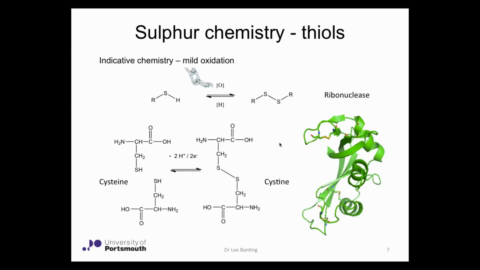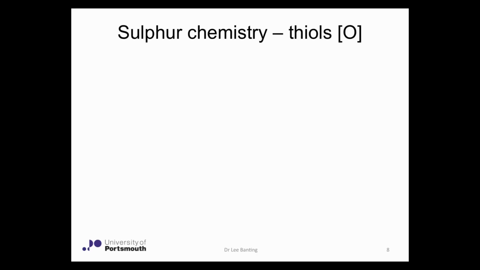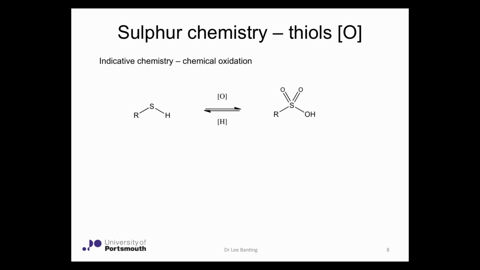And ribonuclease, in fact, has been studied as a protein that undergoes tertiary structure formation via various disulfide intermediates to lead to this final structure. And we mentioned the role of disulfides when we talked about how proteins form their three-dimensional structure in the cells in the systems unit. Thiols can be oxidized by chemical oxidation.